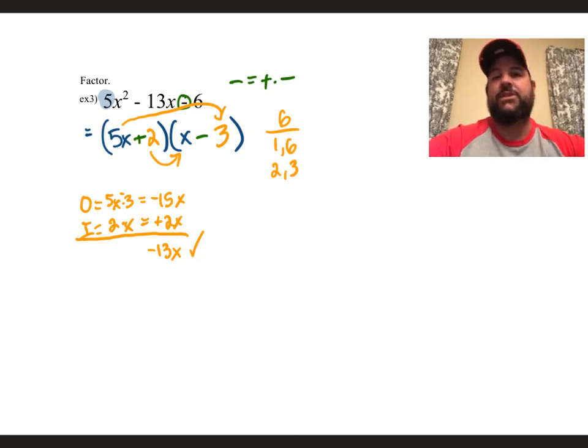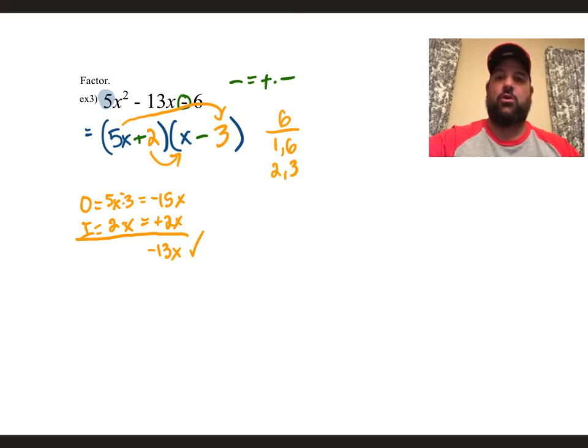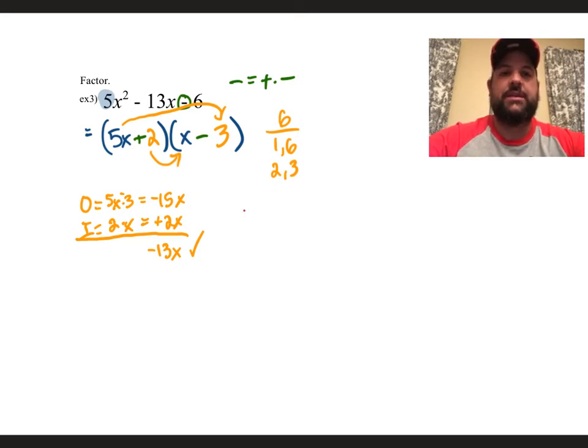Let's say I switched the signs and I ended up with positive 13x. I would have wanted to switch them back. So you still follow those same problem solving skills that we talked about last week. Wrong sign, switch the order of the plus and the minus. If I have the wrong number entirely, try different factors. But in this case, 5x plus 2 times x minus 3 is our final answer.